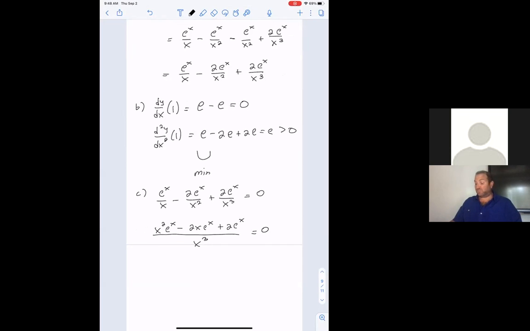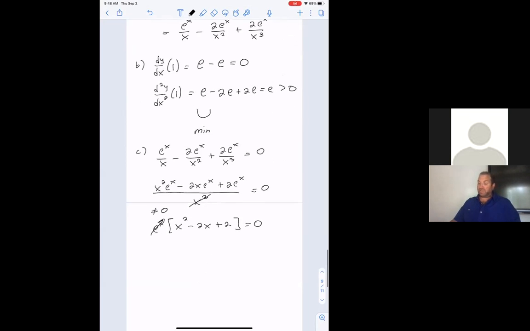Multiply both sides by x cubed, so that goes away. Remember, x can't be 0. Every term has an e to the x. Factor it out, getting x squared minus 2x plus 2 equals 0. Exponentials are never 0, so I don't have to worry about that, which means if a product of two things is 0 and one of them can never be 0, the other one must be 0. So x squared minus 2x plus 2 would have to be 0.